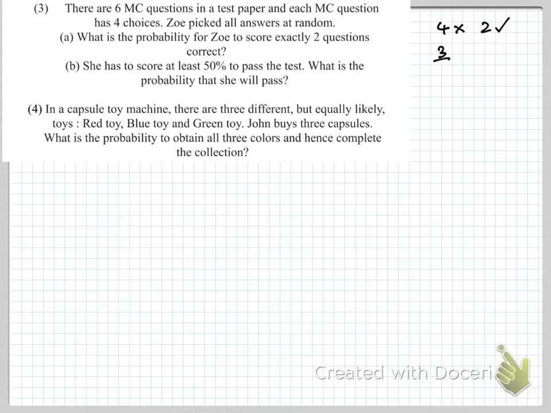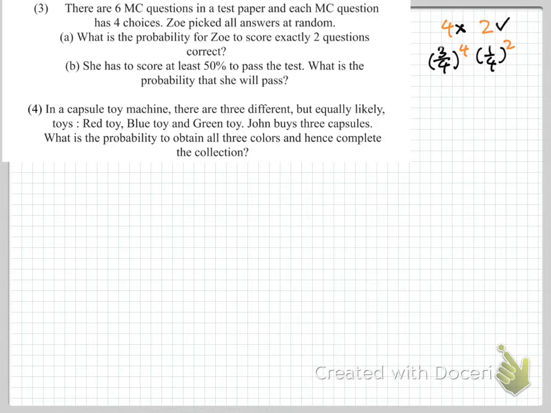So for 4 wrong answers, the probability will be 3/4 to the 4th power. This number 4 comes from here, alright? 4 wrong answers, because we want exactly 2 correct answers. So the correct answers will be here, the orange number, right? That is for 4 wrong and 2 correct.